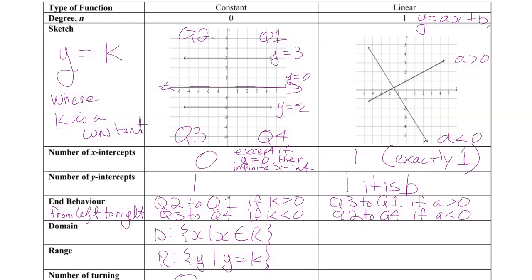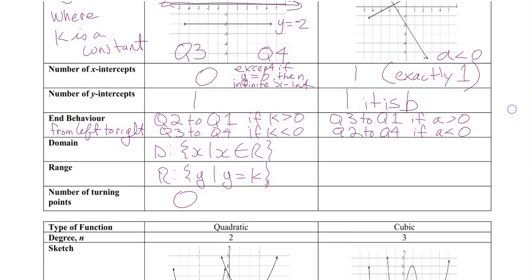What is the domain for a linear function? So what are the possible x values? All of them. What is the range? All y values, right? Because it goes Q3 to Q1, so it's going down forever in quadrant 3. It's going up forever in quadrant 1. It's passing through the axis, which is the value of 0. It is going to cover all values. How many times does it turn? Straight line. 0.